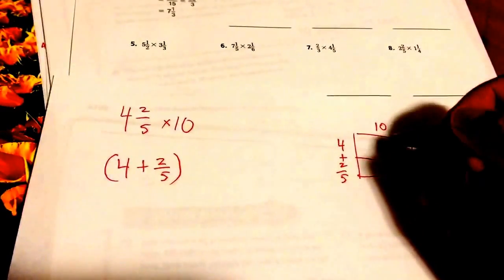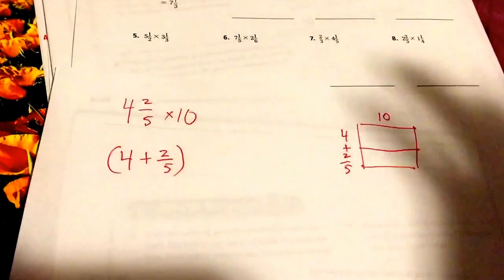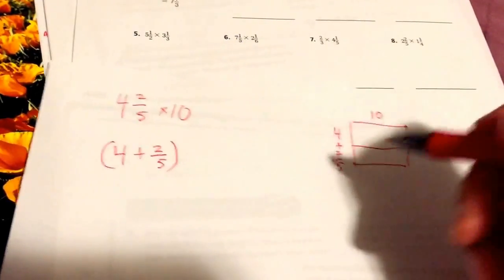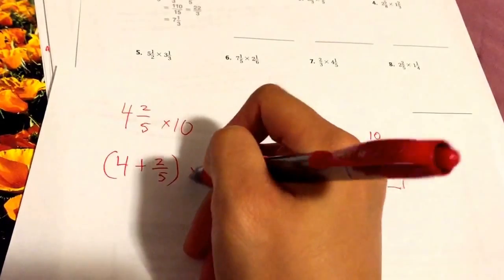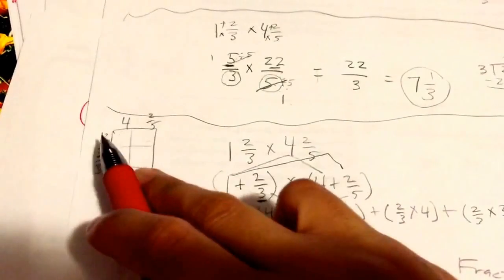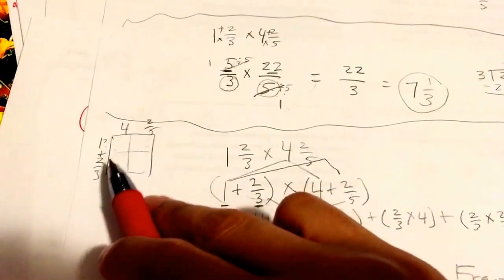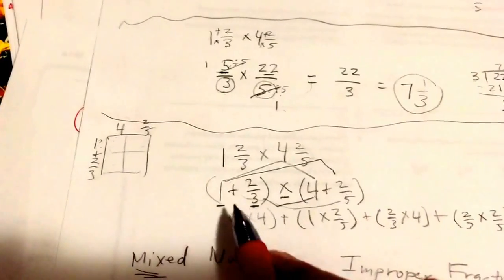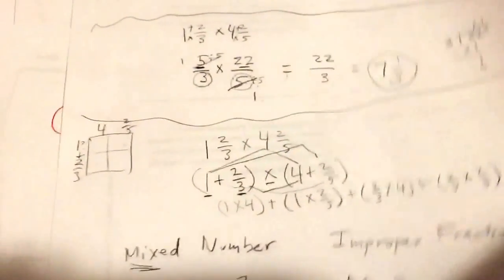Since there's no fraction, you only have 2 boxes. Because you only have 2 boxes, guess how many numbers we're going to have to add? Only 2. So times 10. Look at how this is very different from this one. Because here we had a whole number and a fraction, a whole number and a fraction. We had 4 boxes. We had 4 equations to solve.